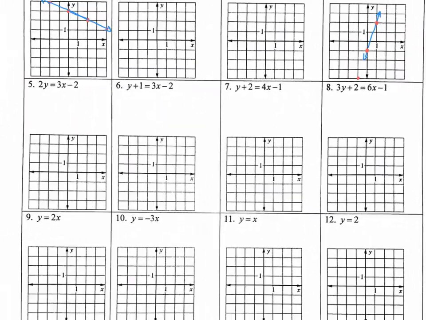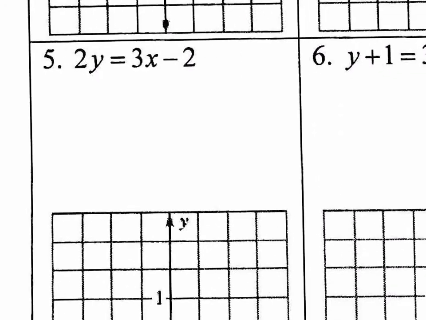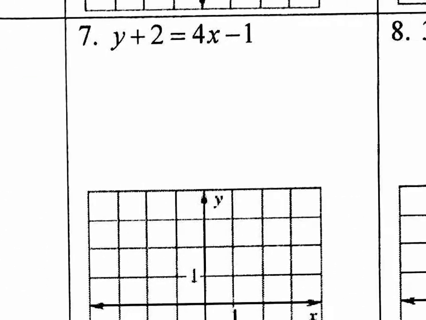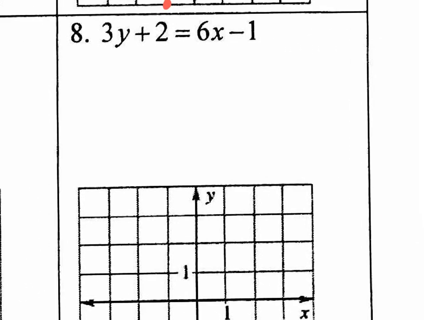The next set, 5 through 8, those are a little bit more challenging because they are not in slope-intercept form. Check it out, number 5. Or should we just go for the most challenging one? Yeah, let's go for the most challenging one. Number 8. We need to get y by itself.